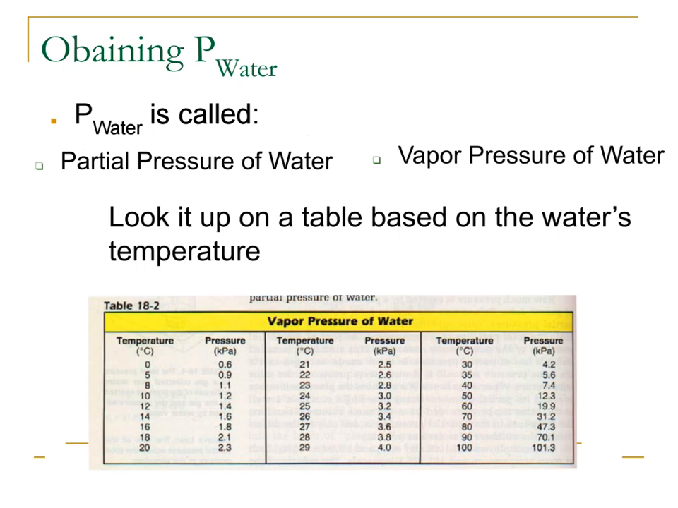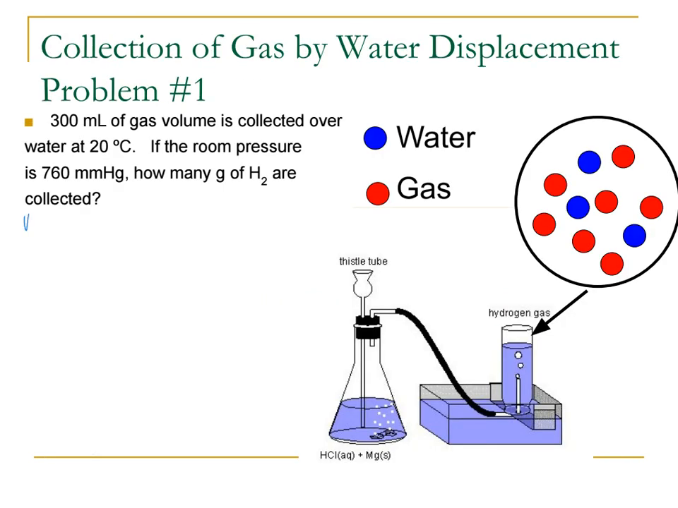If the temperature of that water, let's say the gas was 10 degrees, the partial pressure of that water would be 1.2 kilopascals. You can find these tables anywhere. All right, a partial pressure collection of gas over water problem.